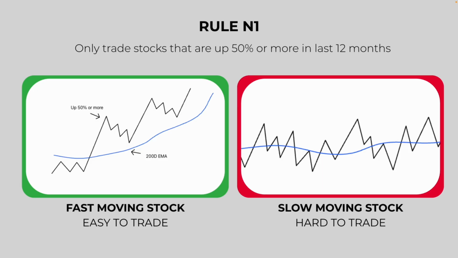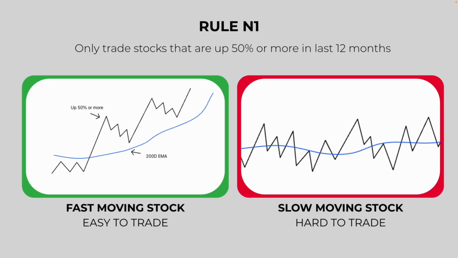So rule number 1 is to only buy stocks that are up 50% or more in the last 12 months. This makes sure you only trade stocks like in the first image, which I call fast moving stocks. And as you can see in the image, it's very easy to enter a trade and to also have a winning trade. While on the second image, you can see a slow moving stock, and this is the type of stock you want to stay away from at all costs.